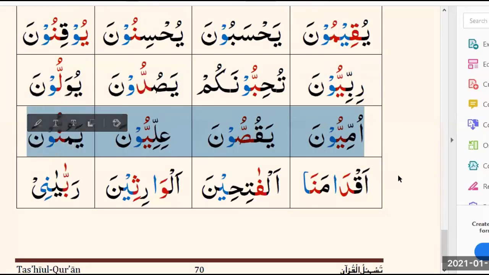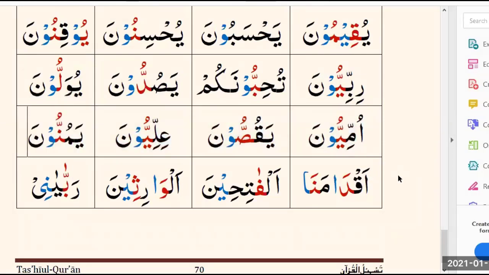Assalamu alaikum. A'udhu billahi minash shaitanir rajim. Bismillahir rahmanir rahim. Ummiyyun. Ummi is right, but miyuna, the same strength, same kind of stress here as well. Ummiyyun. Yes.